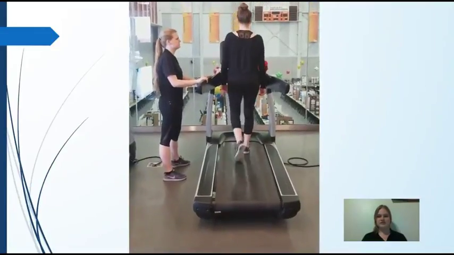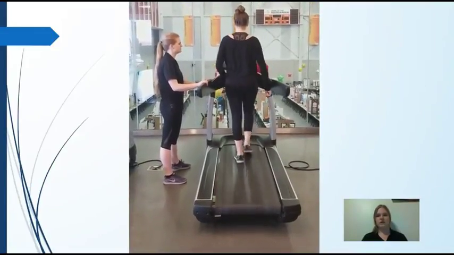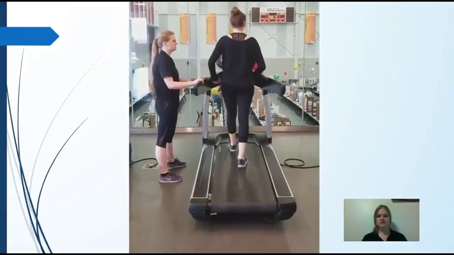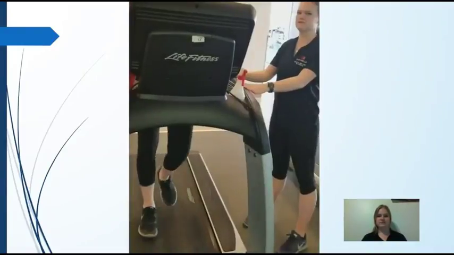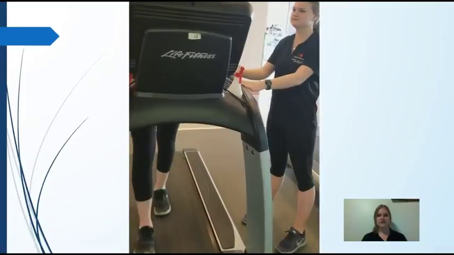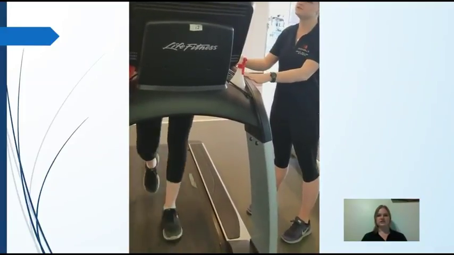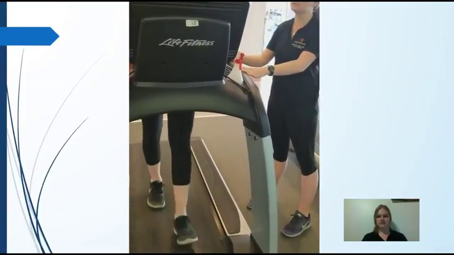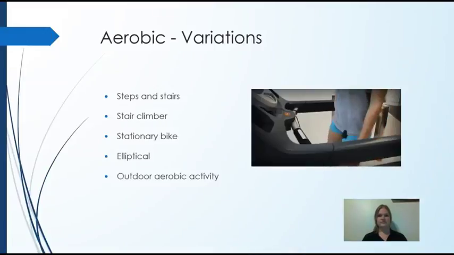Then we'll increase the incline and make sure they have proper walking technique. Ensure their knees are over their ankles and in line with their hips the entire time to prevent injury. And always check in with the client to make sure that their heart rate is okay. There are so many variations of aerobic exercise that you can choose from. You can alternate to keep it interesting with steps or a stair climber, stationary bike, or even an elliptical. And you can always go outside if the weather permits.